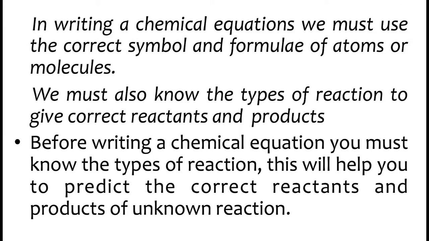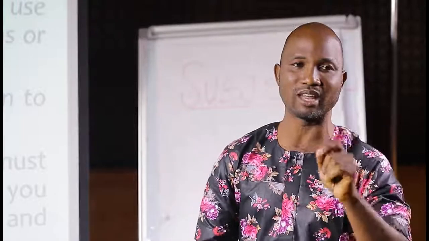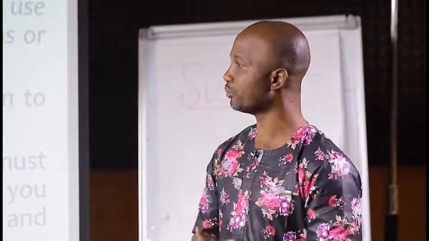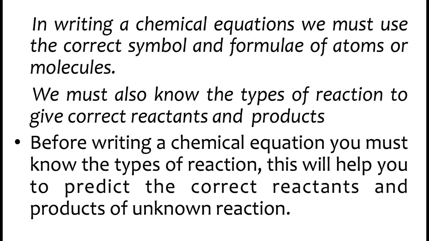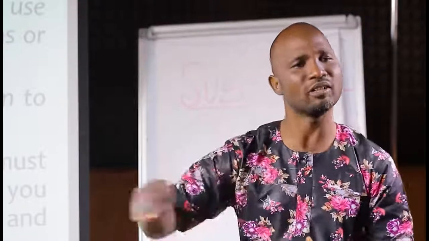In writing a chemical equation, we must use the correct symbols and formula of atoms or molecules. Very, very important, because that will send the right message to whoever is reading this equation wherever in the world. We must also know the type of reaction to give the correct reactant and product. Also very important, students must know the type of reaction that is taking place.